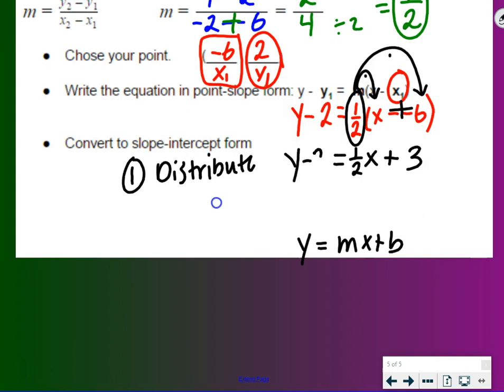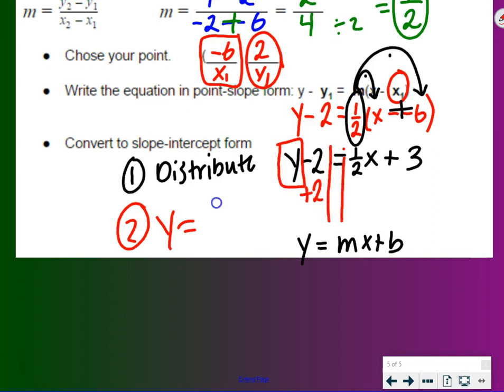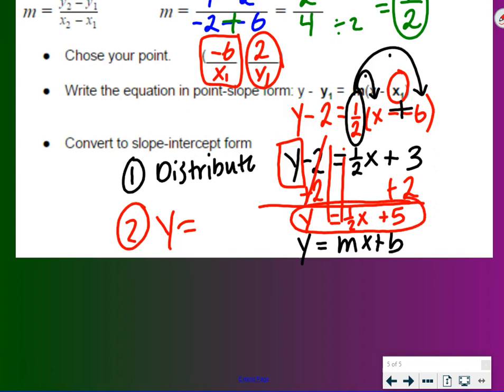Y minus 2 stays the same. We didn't change that. Now remember, our second step is to make it y equals. Get y by itself. Y needs to stay. The minus 2 needs to go away. Undo minus 2 with plus 2 on both sides. Negative 2 plus 2 leaves us with just y equals. The 1/2 x comes down. We didn't change it. And then 3 plus 2 is 5. So now that matches that slope-intercept form. So that is our final answer.